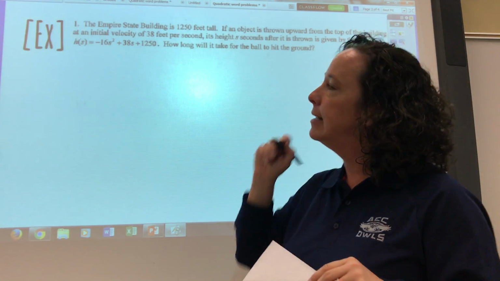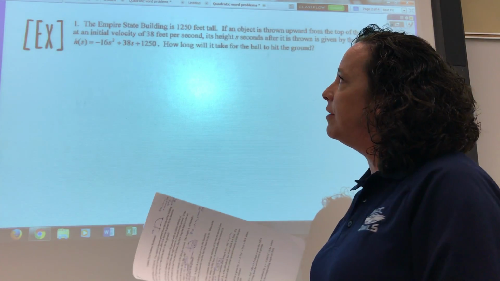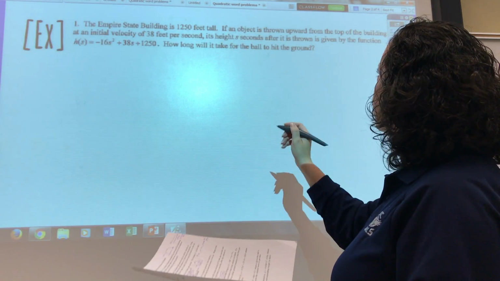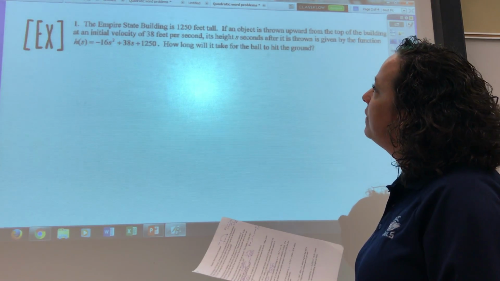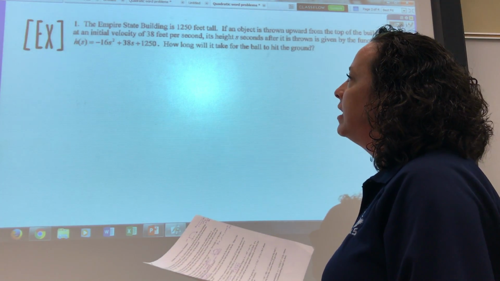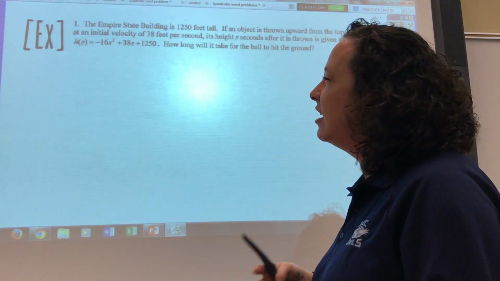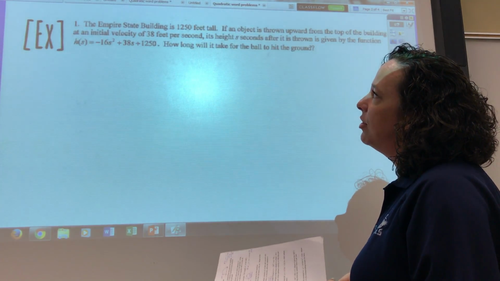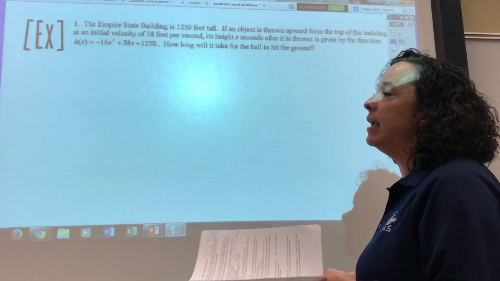So, example number 1. The Empire State Building is 1,250 feet tall. If an object is thrown upward from the top of the building at an initial velocity of 38 feet per second, its height s seconds after it is thrown is given by the function h of s. So they're using s for seconds instead of t for time. That's okay. So negative 16s squared plus 38s plus 1,250. How long will it take for the ball to hit the ground?